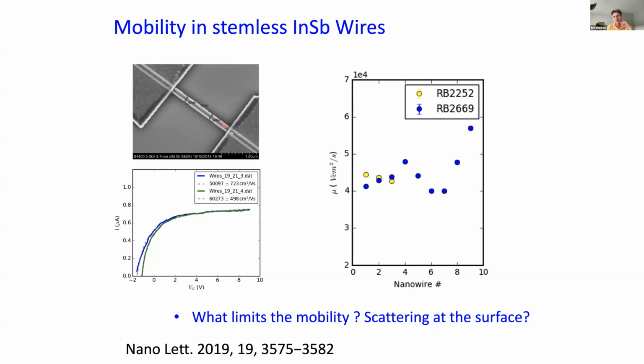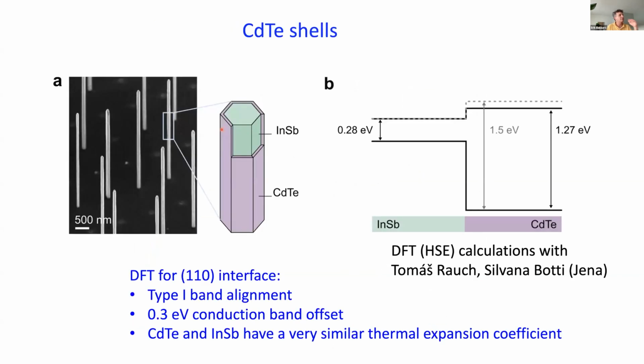So as mentioned before, these nanowires have a huge surface area compared to the channel, or the surface is always very close to the channel. And we believe that this surface scattering is now very important. So for this, we are now studying this system, where we first grow an indium antimonide nanowire, and then we cap the wire with cadmium telluride. Yeah, so this is how the wires look. Well, they look very similar to just the bare wires.